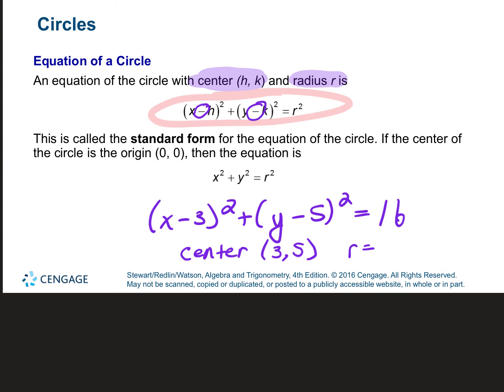Oh, 4. Why did you get 4? Because look, in the formula it's the square root of 16. How come my answer isn't plus or minus 4 though? Because you took the square root. Isn't it a perfect square? It is a perfect square.